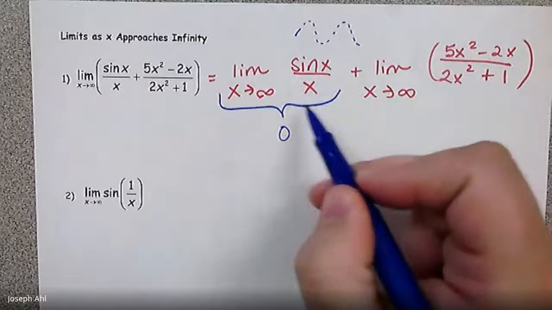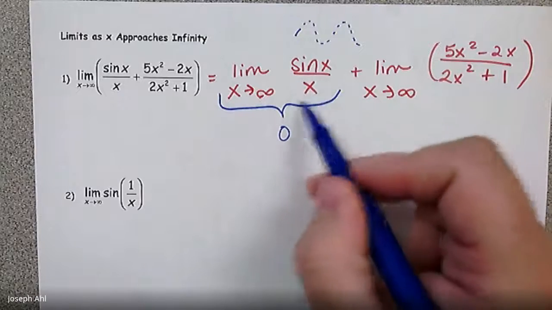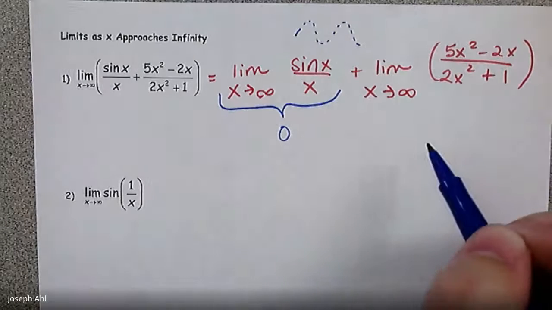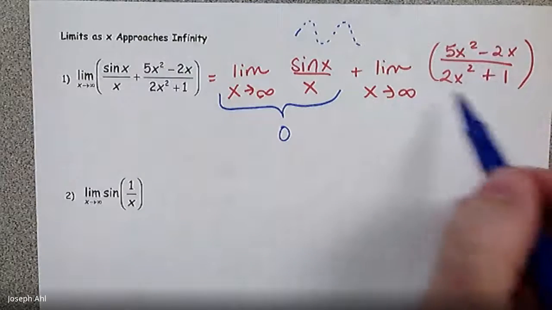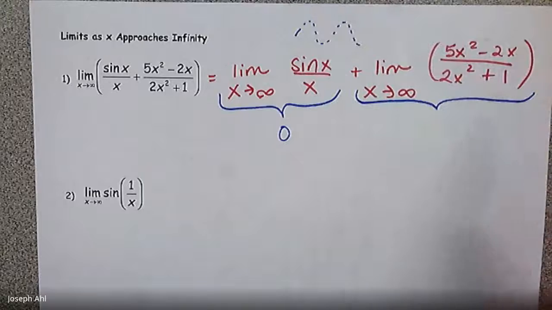Meanwhile, the bottom's just getting bigger and bigger, so the bottom's growing without end here, whereas the top is oscillating. So as x goes to infinity, the value of this fraction approaches 0. All right, meanwhile, what's going on for the limit as x goes to infinity for this rational function?